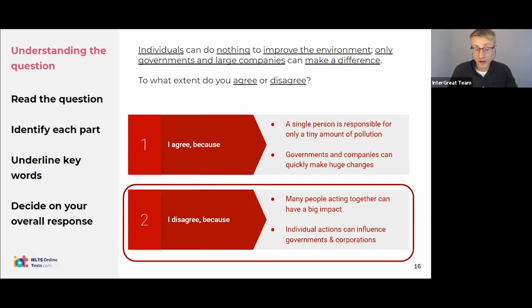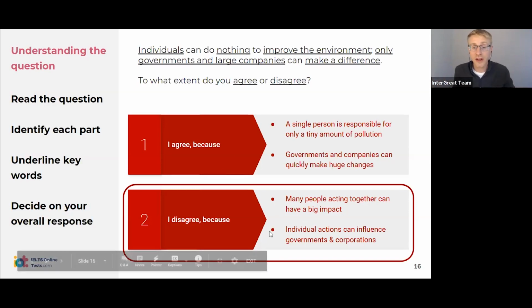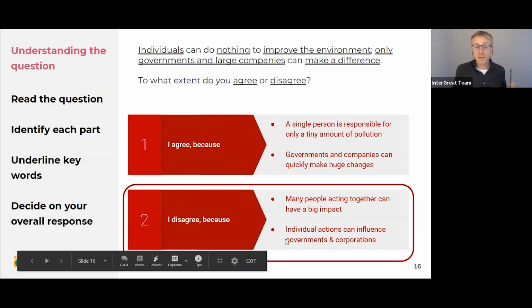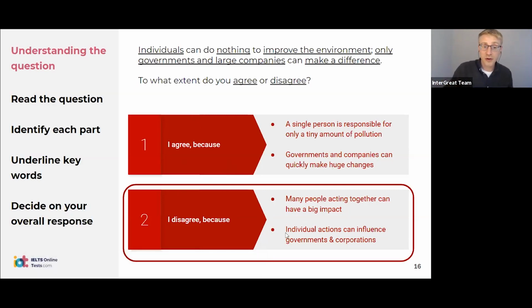We're going to look at how you can do that in a moment, but that allows you to keep a simple structure, I disagree, while in your body paragraphs, you can still mention the opposing view. And that will show you've considered both sides, and it will lead to a more complex and interesting essay. So we'll look at how to do that in a moment. But in this lesson, we're going to focus on how to choose one side to totally agree or totally disagree.